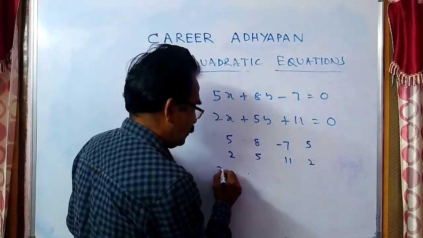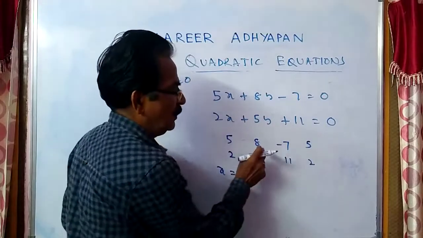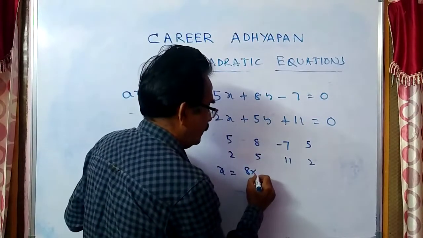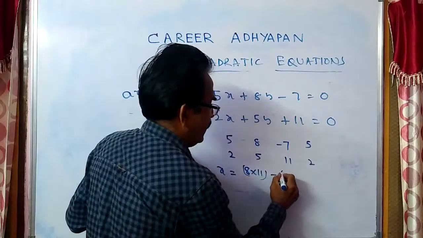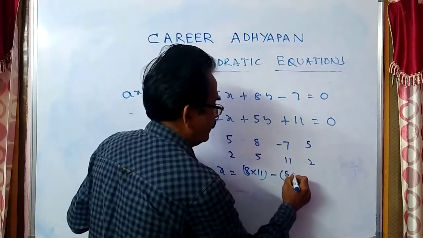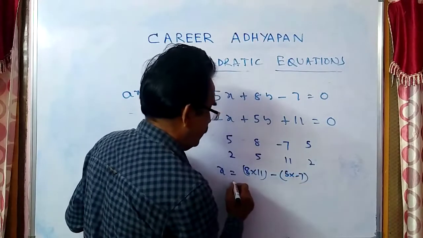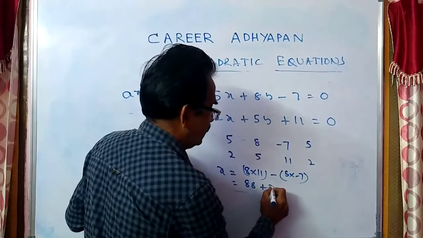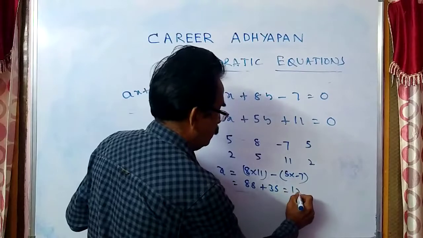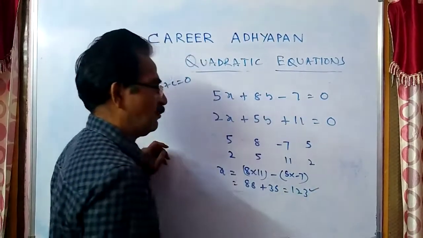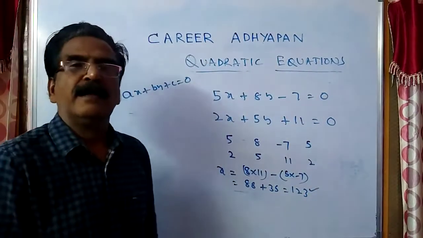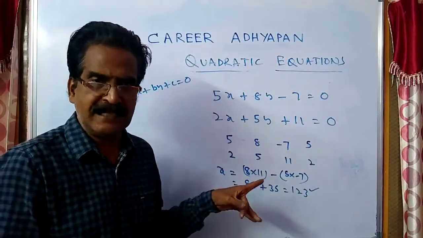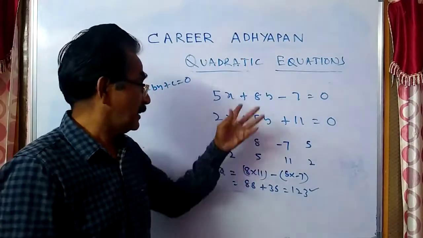So then x is equal to this into this: 8 into 11 minus 5 into minus 7. 88, minus into minus plus 35. This is equal to 123. X is equal to 123, for the relationship's sake only; it is not the exact value of this equation.